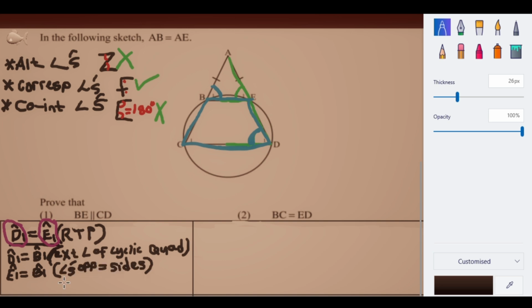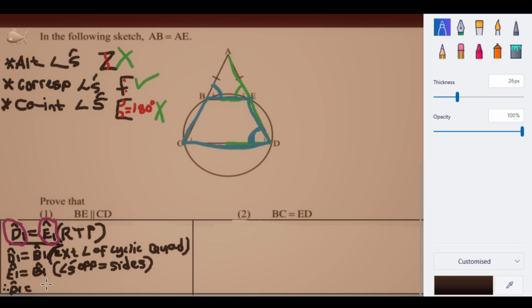Okay, so we are done with angle E1. Angle E1 is equal to angle B1. What is the reason? Angles opposite equal sides. Now we are going to conclude with what we have underlined. We're going to say therefore angle D1 is equal to angle E1. And what is the reason there? Both of them are equal to angle B1.